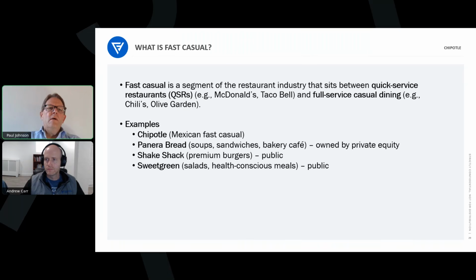So fast casual is a segment of the restaurant industry that sits between quick serve. Oh, there's that QSR, McDonald's, Taco Bell, that's correct. And full service dining, which I thought was funny, Chili's and Olive Garden. Not my idea of full service casual dining, but fine. Oh, right. All right. This now makes sense. Examples: Chipotle, Panera, correct, Shake Shack, Sweetgreen. Oh, all right. Got it.